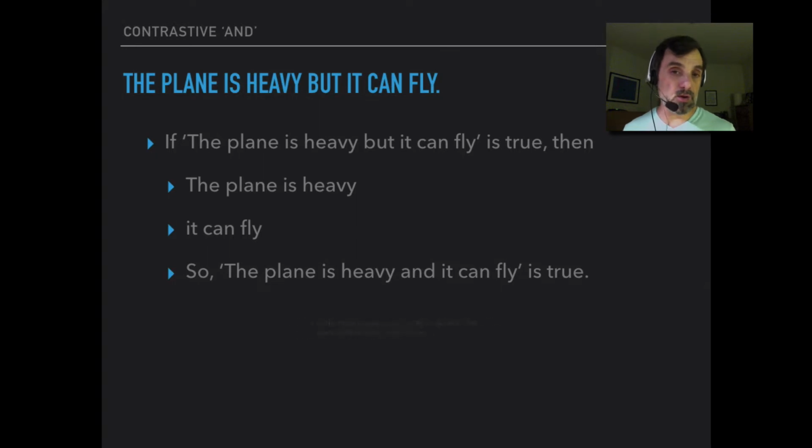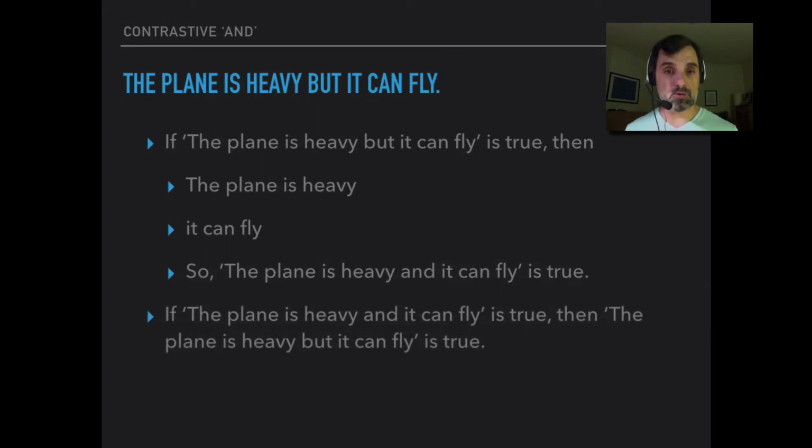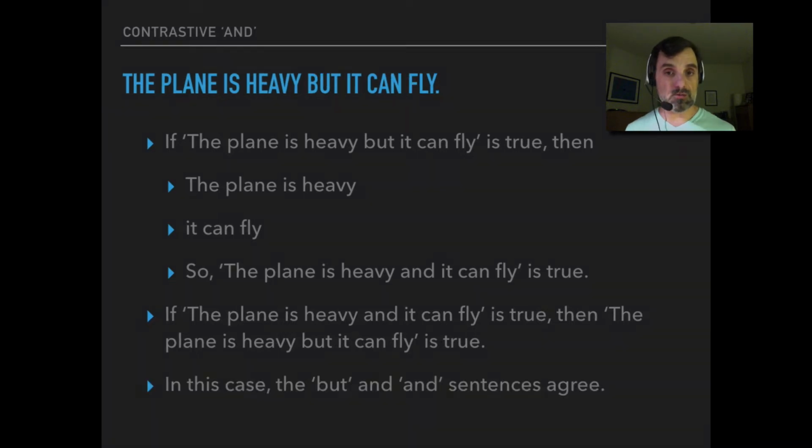What about going the other way? What if the "and" sentence is true? Well, it seems like, yeah, if the "and" sentence is true, then if the plane is heavy and also the plane can fly, then "the plane is heavy but it can fly" is true. So at least in this case, we can say the plane is heavy but it can fly, or we can say the plane is heavy and it can fly. And those will always agree. They will either both be true or they will both be false.